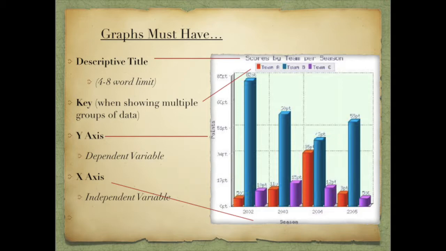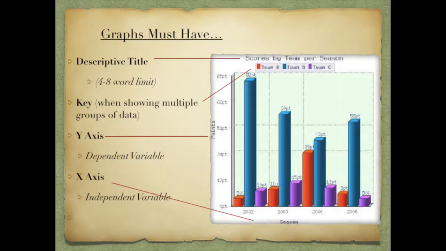This can be NC State in red, Duke in blue, and ECU in purple, right? And we're using multiple data sets, so we have to have what's called a key, so we know who is State, who is Duke, who is ECU. You don't always need that, only when you have multiple data sets.